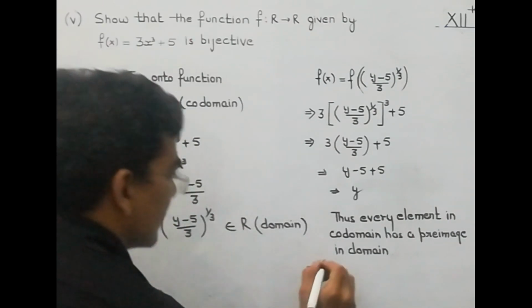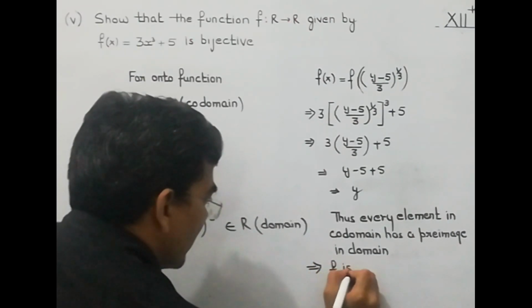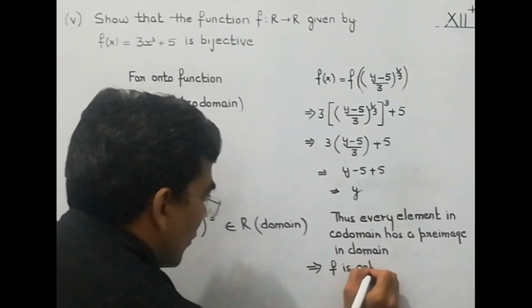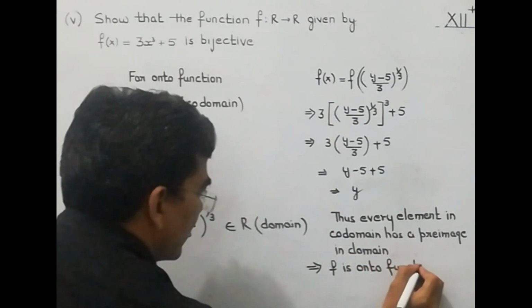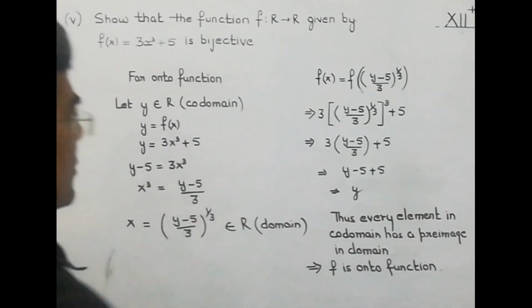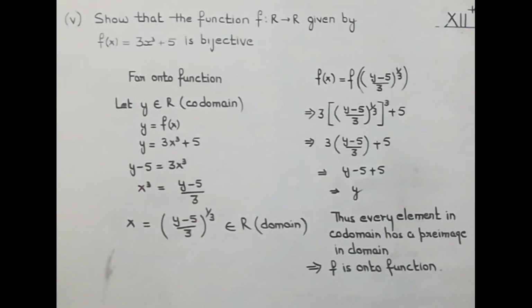which means f is onto function. So in this way we are able to show that the given function is onto function. Now previously we have shown that the function is 1 1, and now we have shown that the function is onto. So a function which is 1 1 as well as onto is called bijective function.